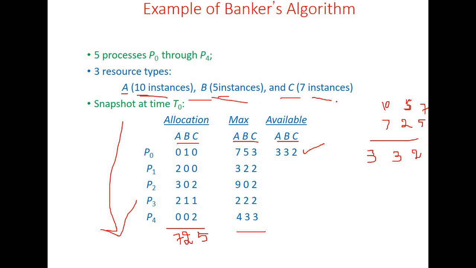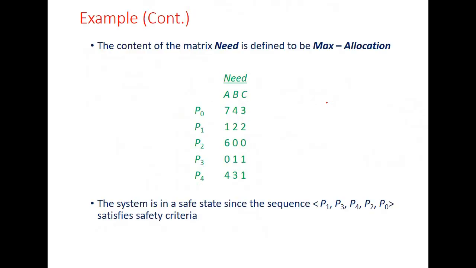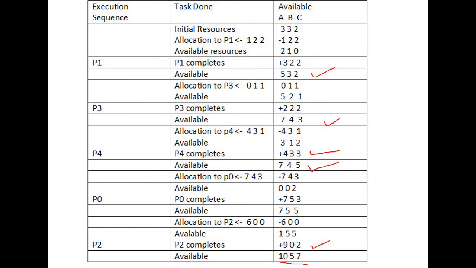So 1057 are the total resources that will be made available at the end of the execution of all the processes. The sequence of execution of these processes is P1, P3, P4, P0, P2. Another sequence is P1, P3, P4, P2, P0. Like that, various sequences may be possible for this particular example. So all the sequences are valid sequences. Whichever sequence completes the execution of all the processes, we have to take that sequence into consideration.